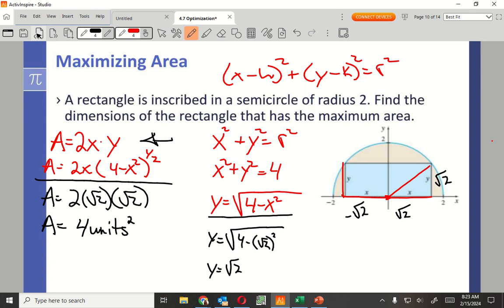Now, we went a little bit above what this question was even asking for. It said find the dimensions of the rectangle. All right, we found that. We found the x's and the y's. We found all the dimensions right here.